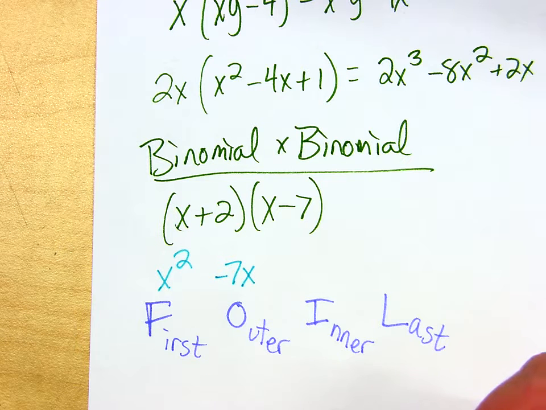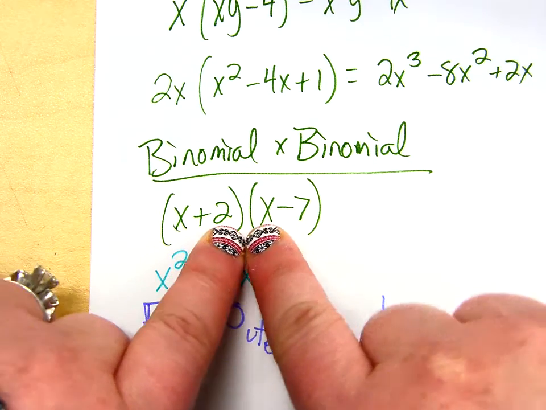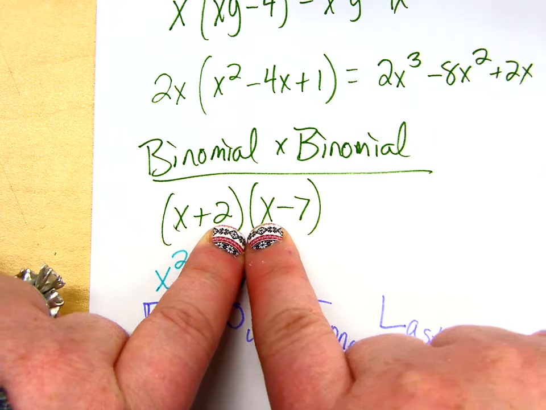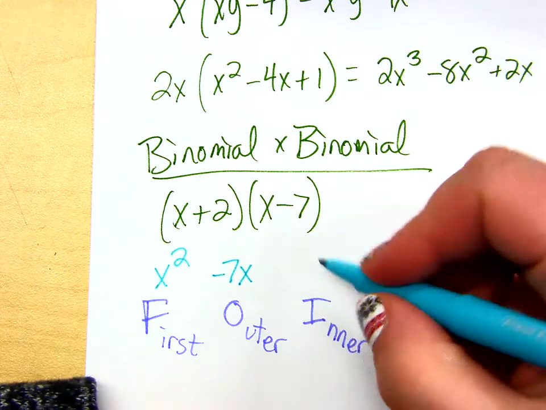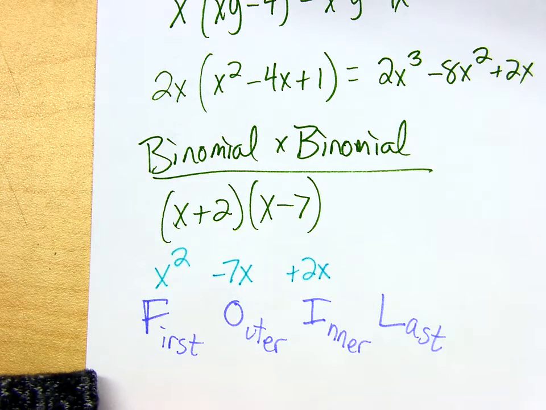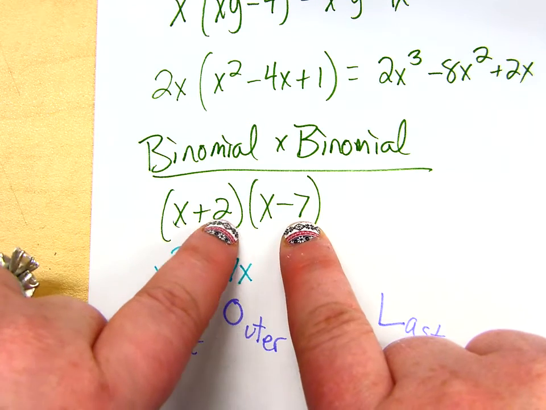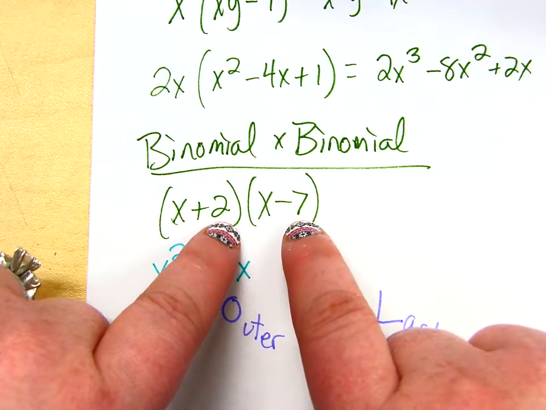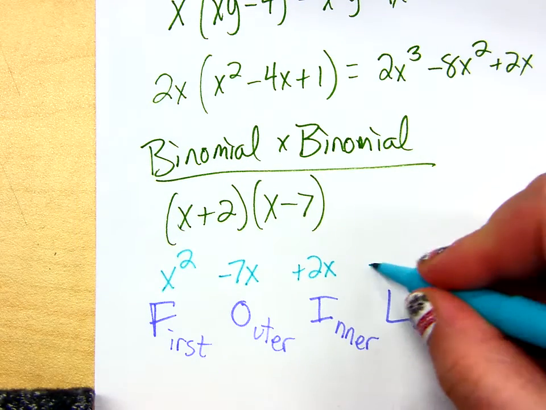And then I stands for inner, so that's when you multiply the two numbers on the inside. So positive 2 and x multiplied together get me? 2x. Plus 2x. And then L for last means the last two terms in each binomial. So the 2 and the negative 7. Multiply those two together and what comes out? Negative 14.